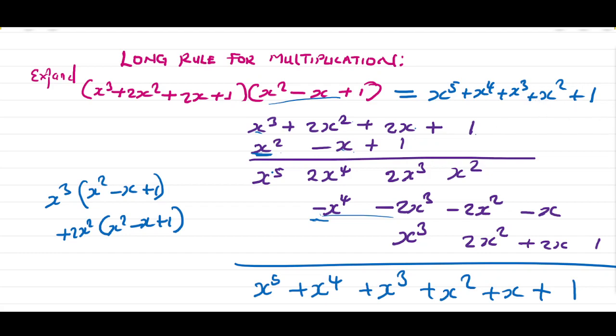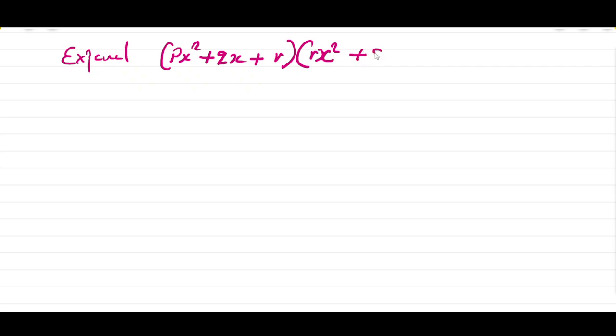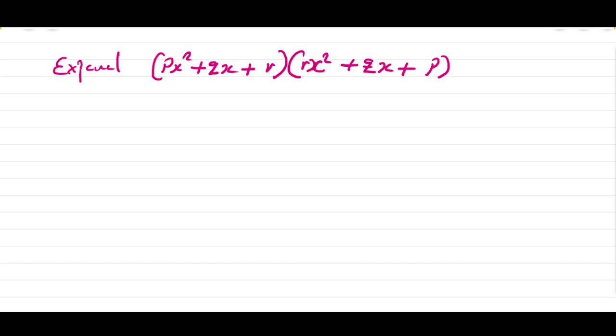Now what if we are given something tricky? We are asked to multiply, and probably we have to expand this term here. Instead of numbers, we are given px squared plus qx plus r, then here we are given rx squared plus qx plus p. And we have to expand this using the long rule of multiplication.